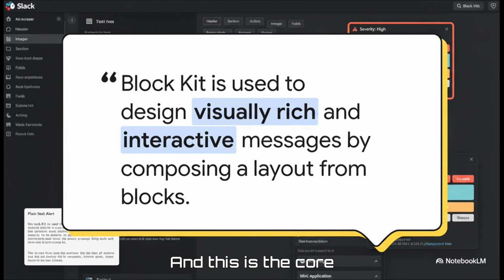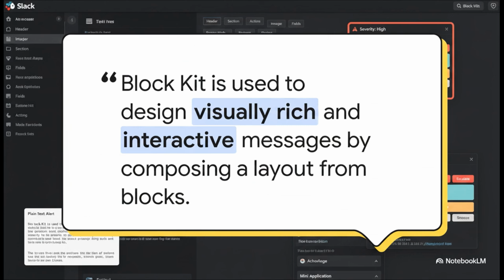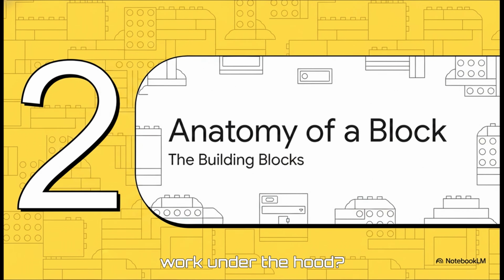And this is the core idea you've got to get. Slack isn't just a chat app anymore. With Block Kit, it becomes an interactive canvas for getting work done. It gives us a whole UI framework, basically a bunch of professionally designed components that lets us build what are pretty much mini apps right inside of a message. So how does this all work under the hood?